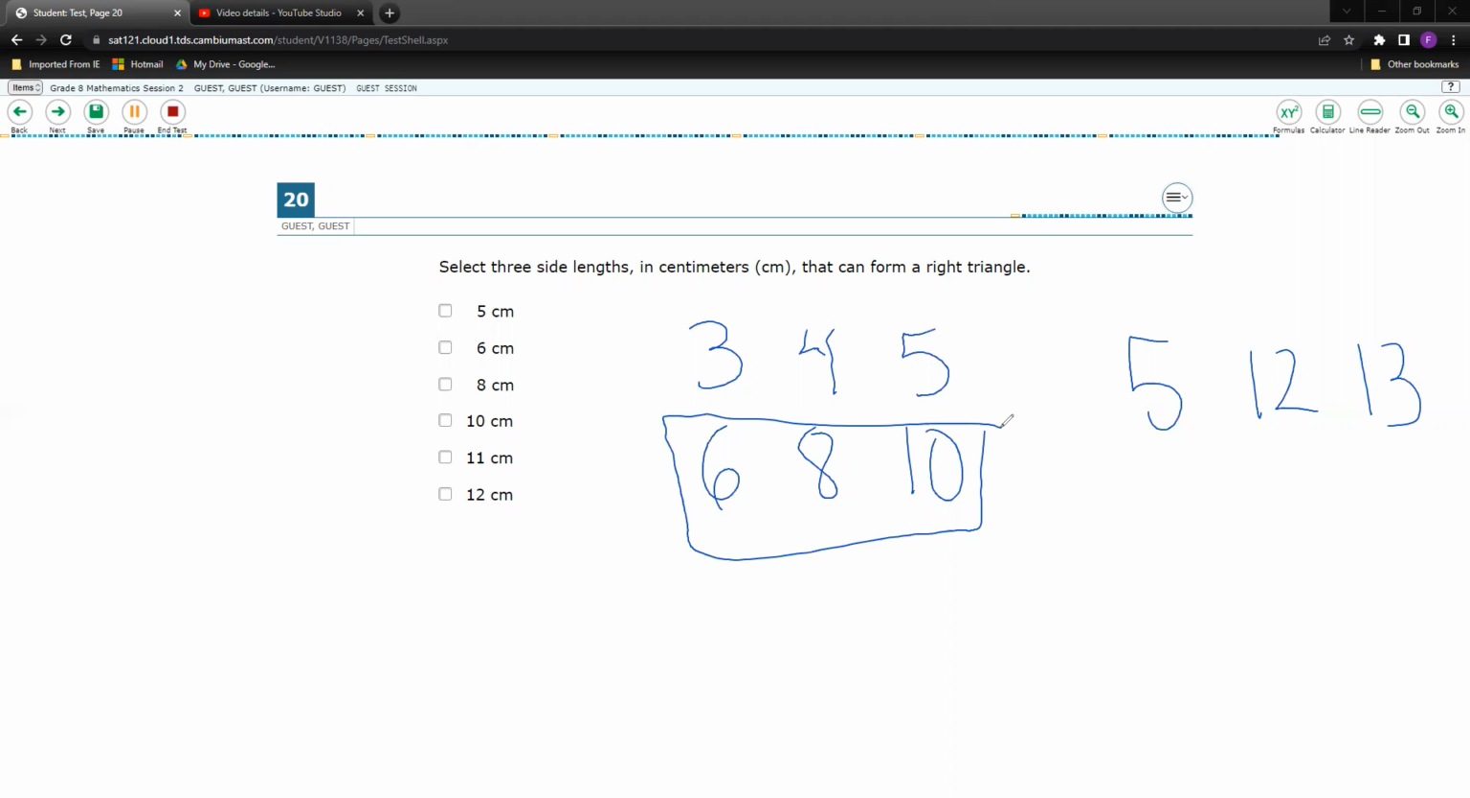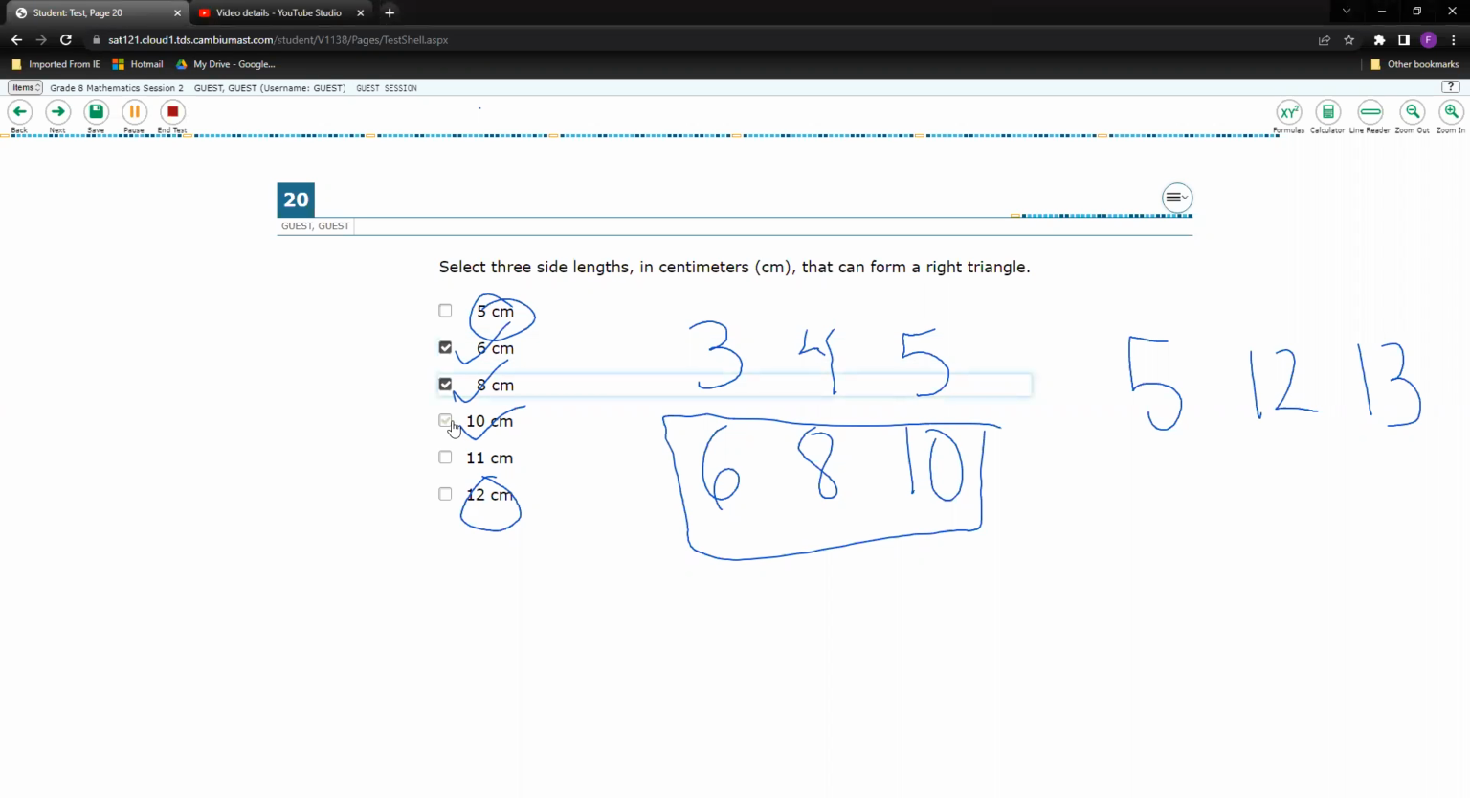We have the number 6, the number 8, and the number 10. Anything else does not give. We have a 5 and a 12, but do not have a 13. So we're gonna have to only select 6, 8, and 10. Okay, obviously we could have continued here with 9, 12, and 15, but that's all there is.